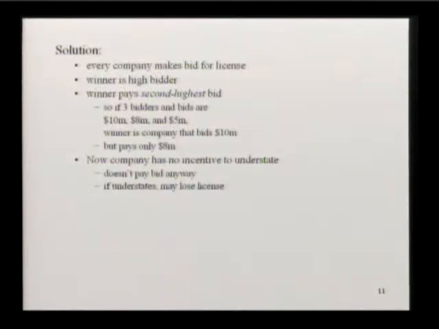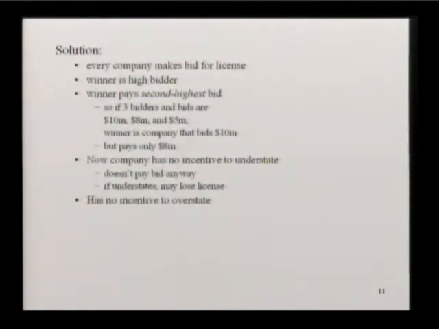Millions. It will be outbid. If it had bid 10 million, it would have won, and it would have had a nice 2 million profit, 10 million minus 8 million. So underbidding is never advantageous, and furthermore, it runs the risk of losing the license altogether. So you don't want to underbid in this kind of mechanism.